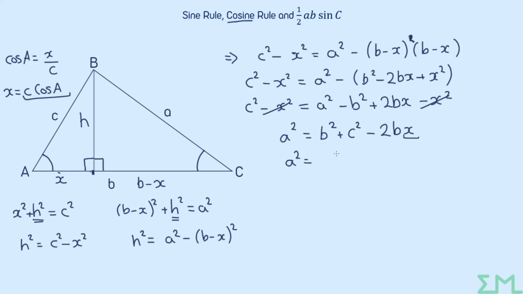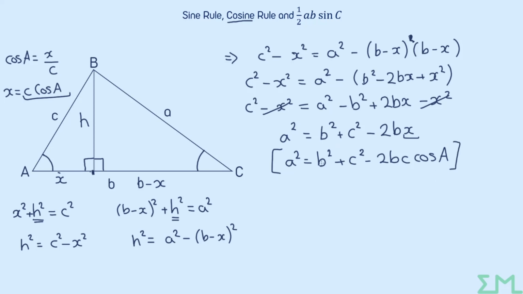So that will lead us to have a squared equals b squared plus c squared minus 2bc cos A. So I've replaced the x there with c cos A. And now we are done. We have the cosine rule.